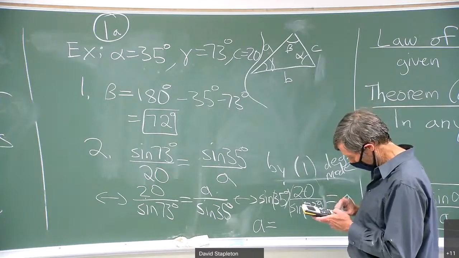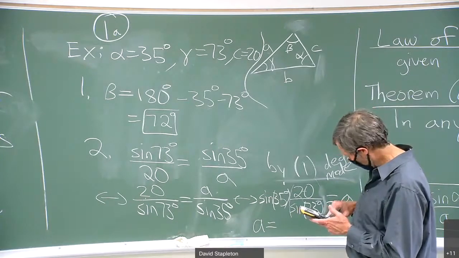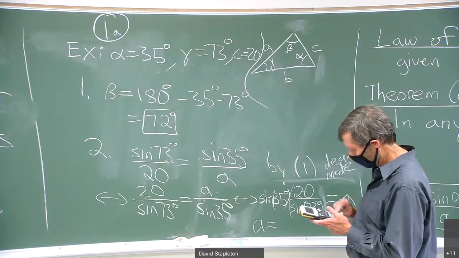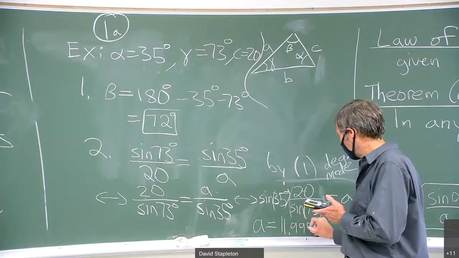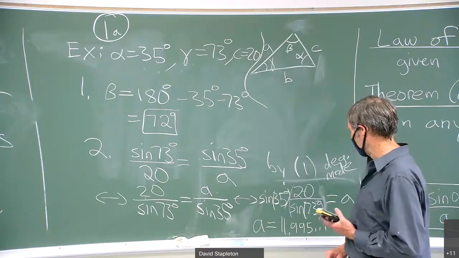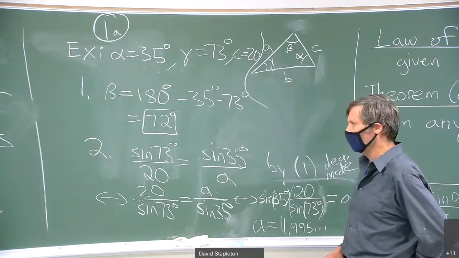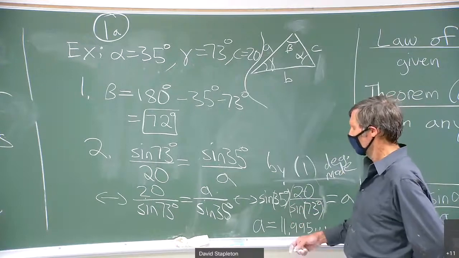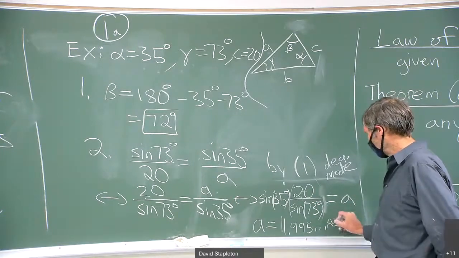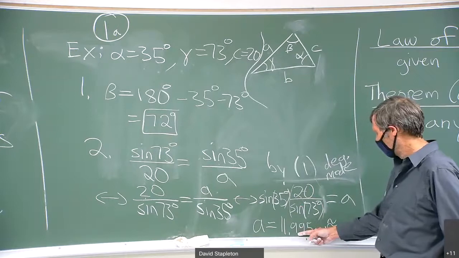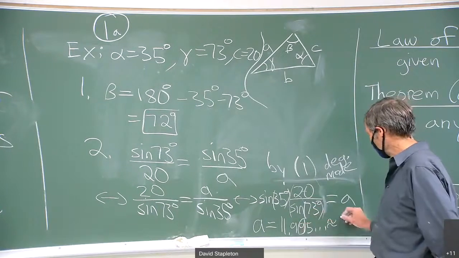Try sine 35 close times 20 divided by sine 73 close, enter. And I get 11.995, blah, blah, blah. And now the instructions say round to 1 decimal place. All these problems are going to be rounded because we're not using exact special angles. We're just going to have to round it off somewhere, pretty much always. So how do I round to 1 decimal place? Here's the first decimal place. The next digit is 5 or greater. So I round up to 0 here, and I call this 12.0.